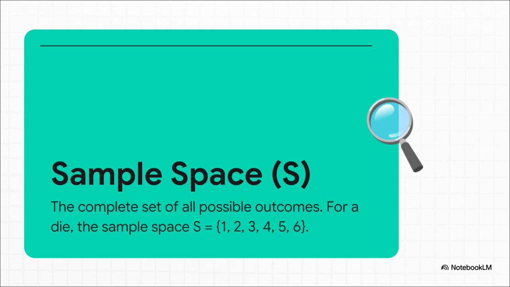Next, we have the sample space. And this one is absolutely critical. It's the complete list of every single possible thing that could happen. So for a standard 6-sided die, the sample space is just 1, 2, 3, 4, 5, and 6. Getting this part right is the foundation for everything else.